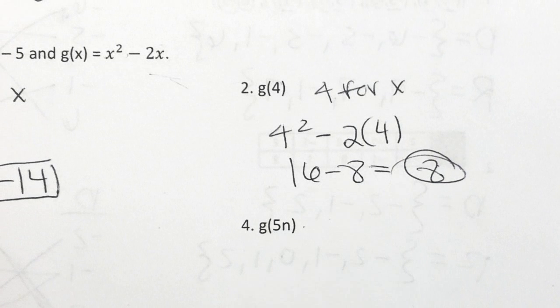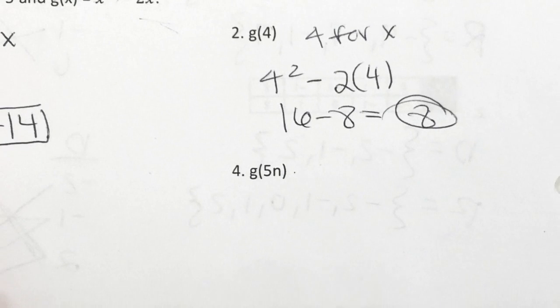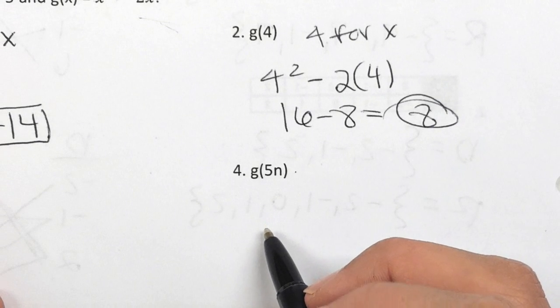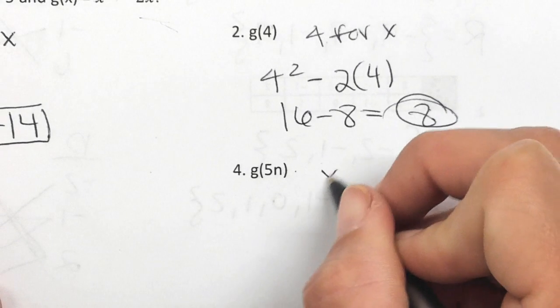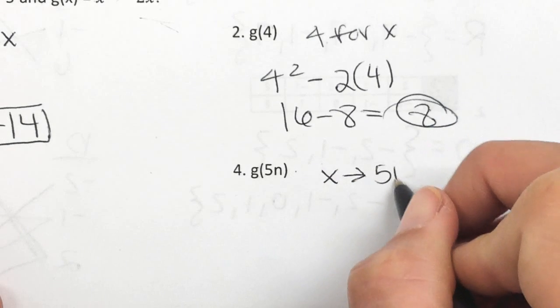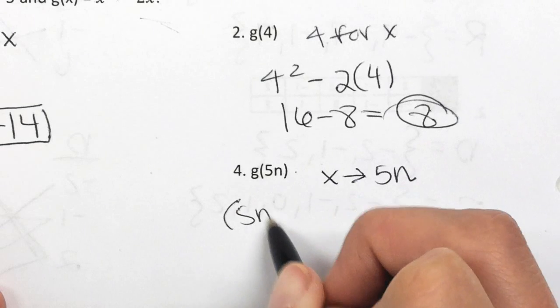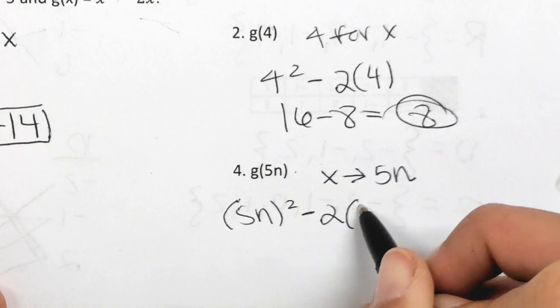All right, what's different about 3 and 4? They have letters instead, okay? So let's do 4 together, then I'll let you do 3 on your own. Which function are we plugging this into? G of x, and we're plugging in what for x? 5n. So tell me how to set this up. All right, good. Now we just simplify.